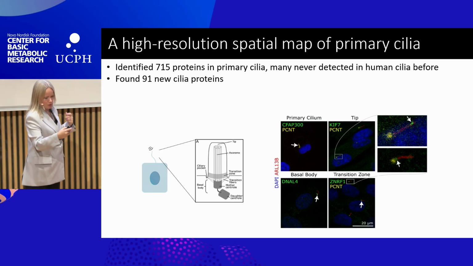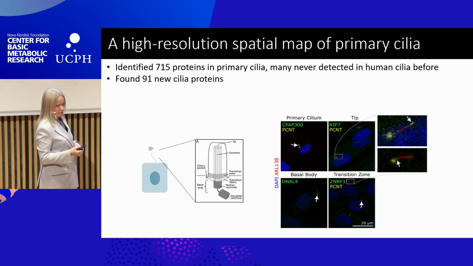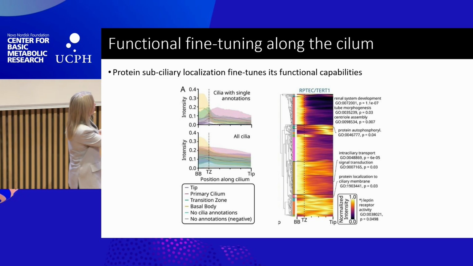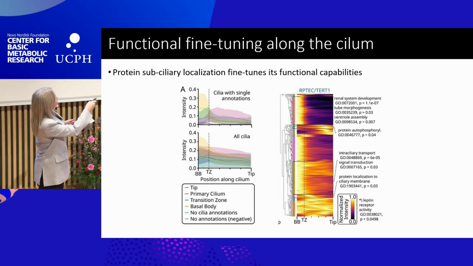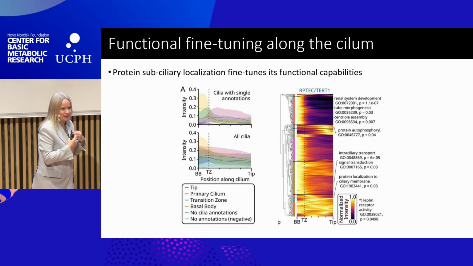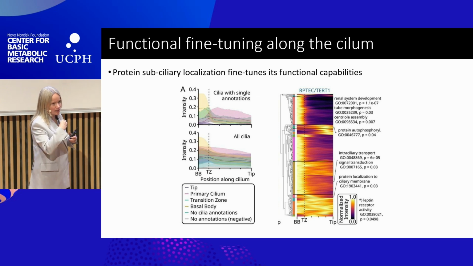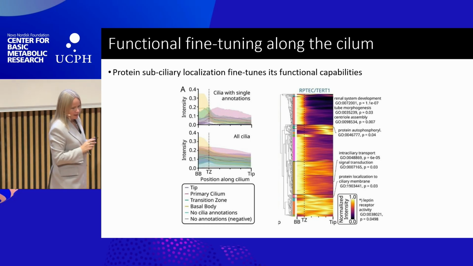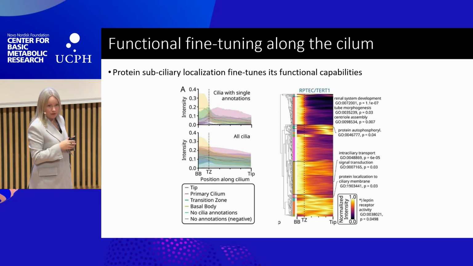So we could use machine learning to quantify the protein expression pattern along the cilium and could demonstrate, for example, that the proteins in the different compartments of the cilium perform very different functions. For example, you have autophosphorylation happening in the tip. So that is, from a spatial perspective, cool to see that the cell is really partitioning functions even at those small scales. And in total, we found about 700 human proteins in cilia and 91 new proteins that were never described to be in the cilia before.